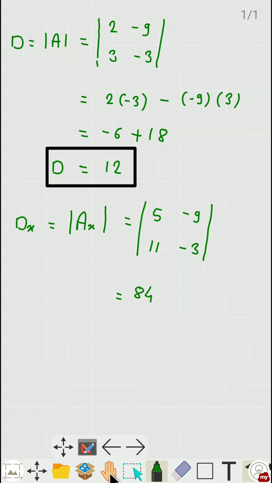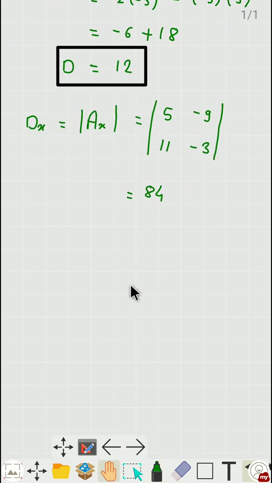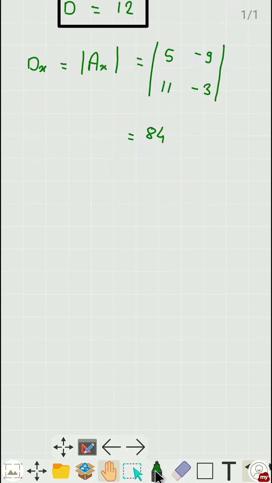Now let us write the determinant dy. dy is the determinant of matrix Ay, and matrix Ay is obtained from matrix A by replacing the coefficients of y by the column of B. So the first column is as it is, 2, 3, and the second column is the column of matrix B, 5, 11.